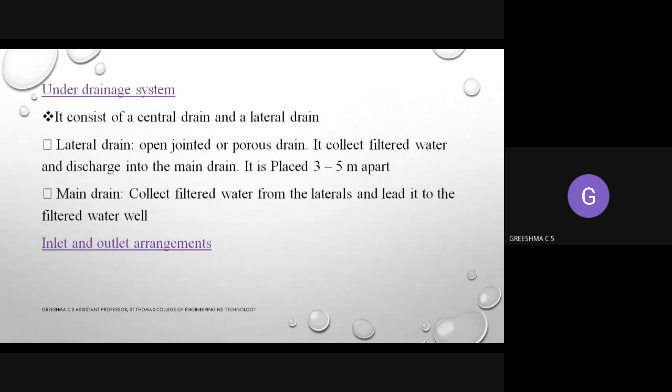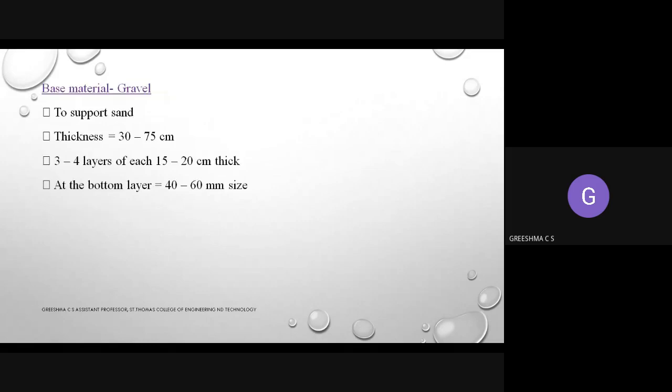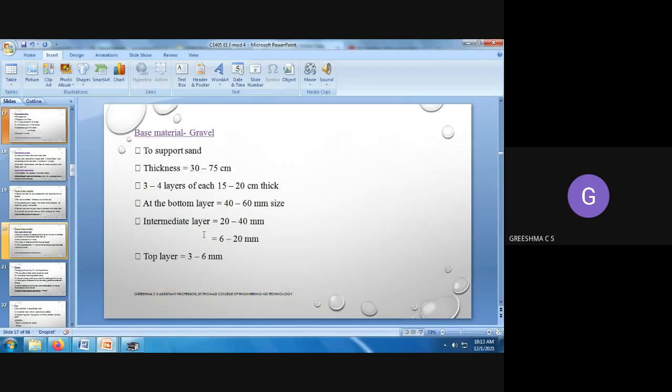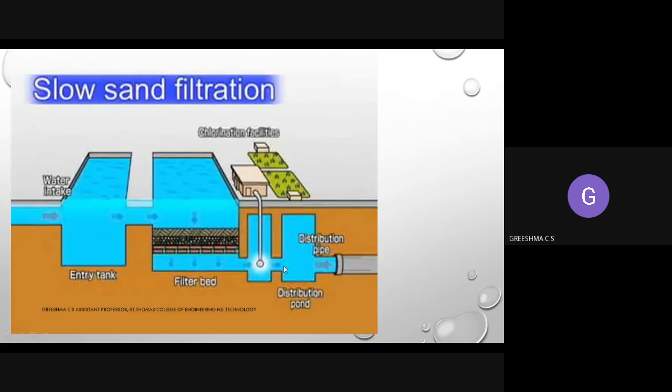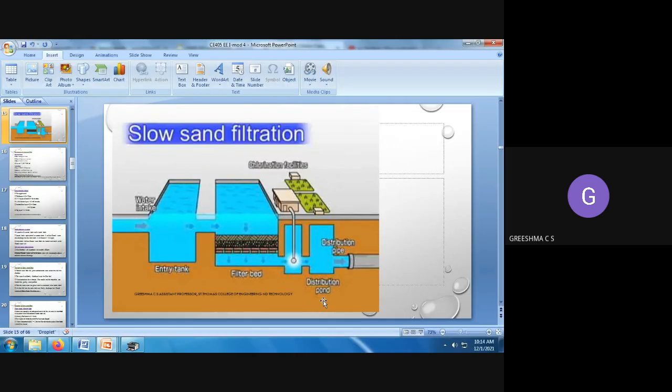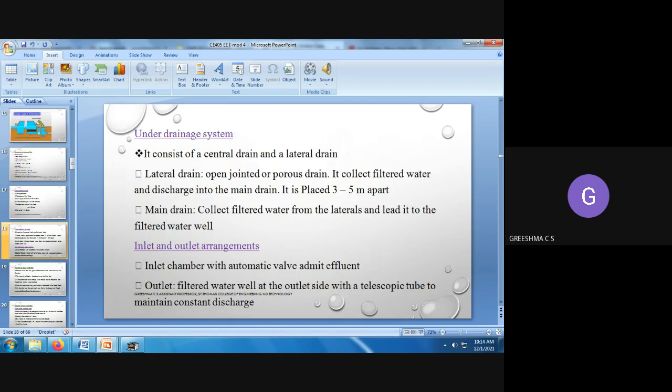It will be an open, porous drain. It will be taking water to the main drains. From the figure itself, you can see these are the lateral drains. So this will be taking water to the main drains.